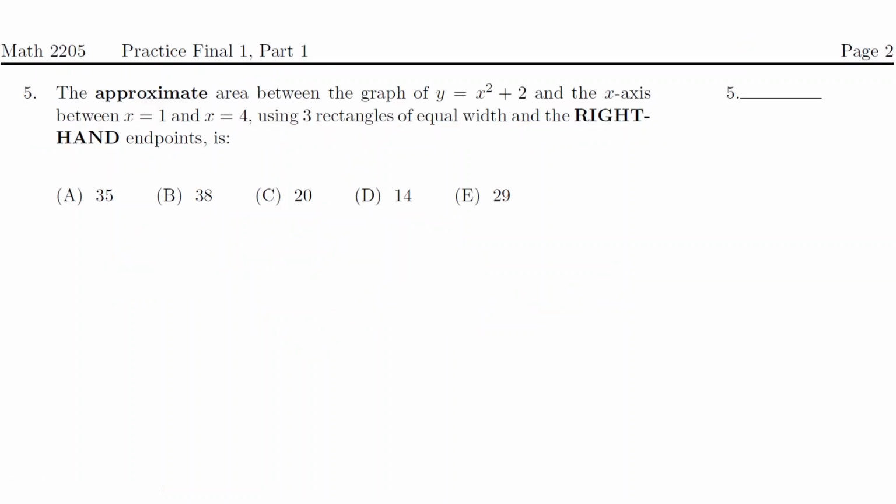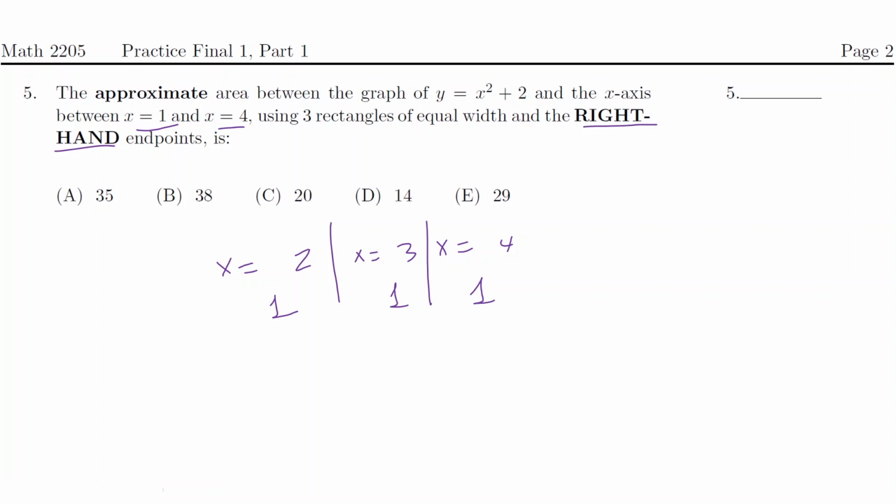Next. The approximate area between the graph y is equal to x squared plus 2 and the x-axis. So here we have to approximate, and we have to use the right-hand approximation. So that's between 1 and 4. And we have to use 3 rectangles. So immediately, it's going to be 2, 3, and 4 for the axis. Right, and the width of each of those rectangles is going to be 1. The reason why it's 1 is because between 2 and 3 is 1, between 3 and 4 is 1.